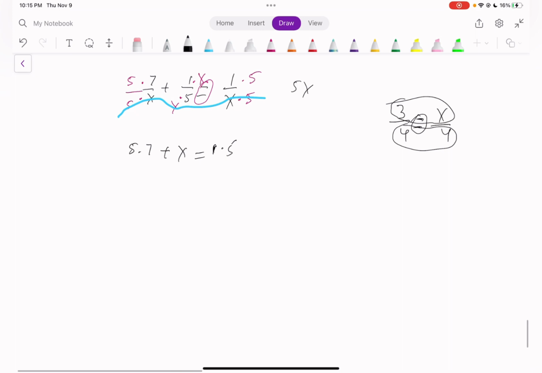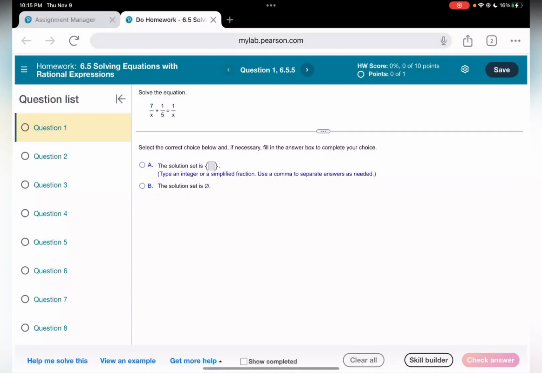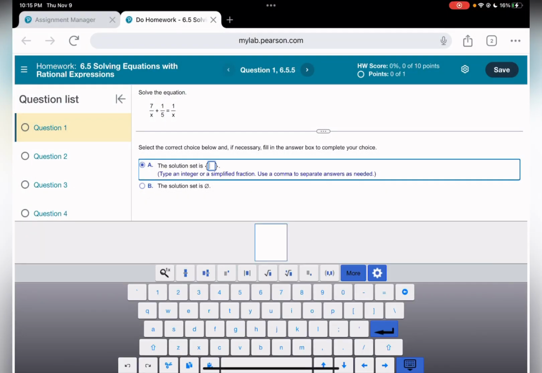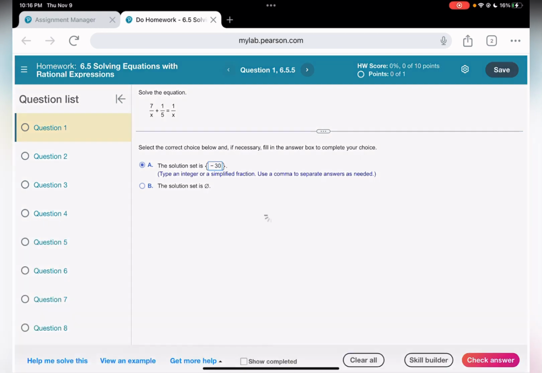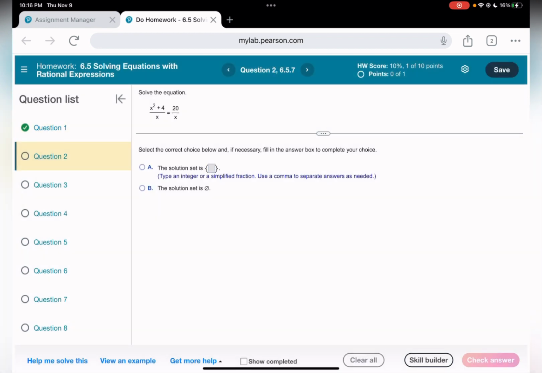And we are getting 5 times 7 is 35 plus x is equal 5. And x is equal negative 30. Okay, let's go answer it. See if we solved it correctly. Nice work. Moving to the next one.